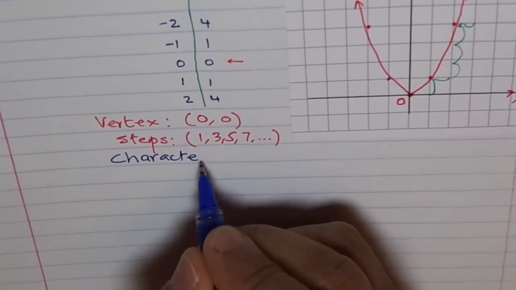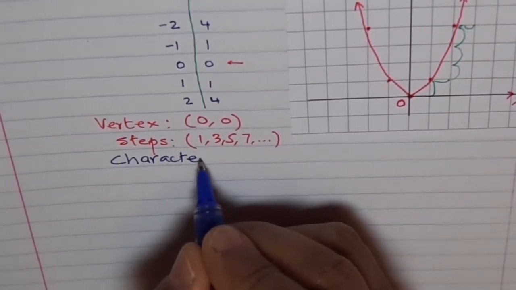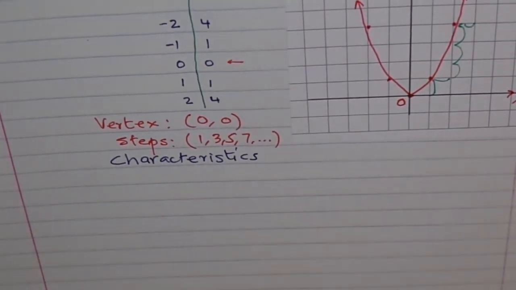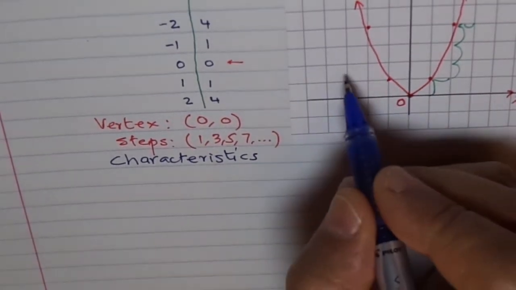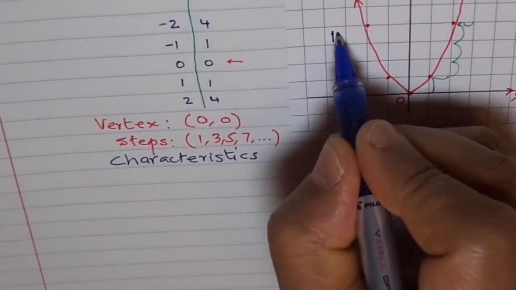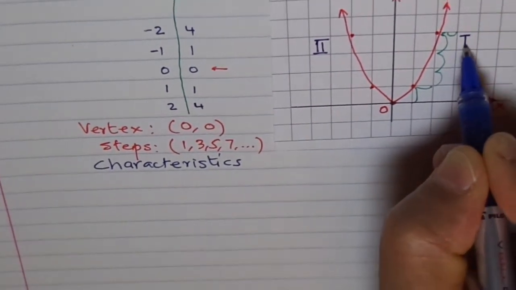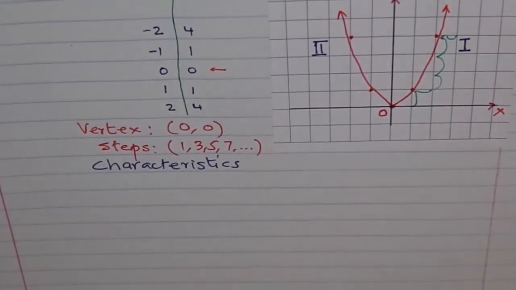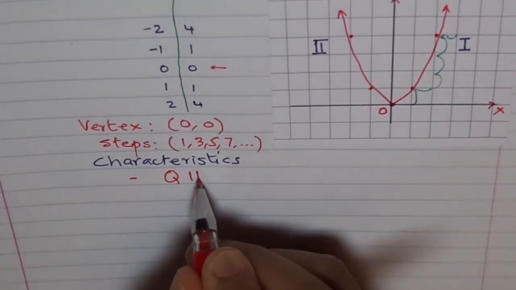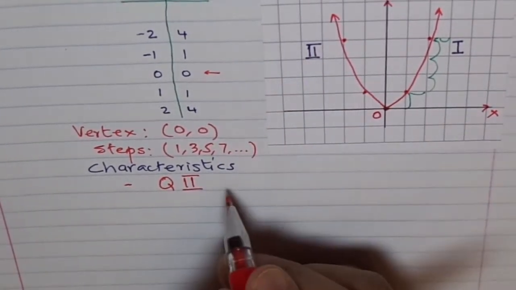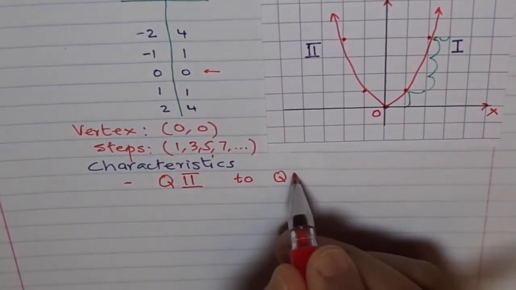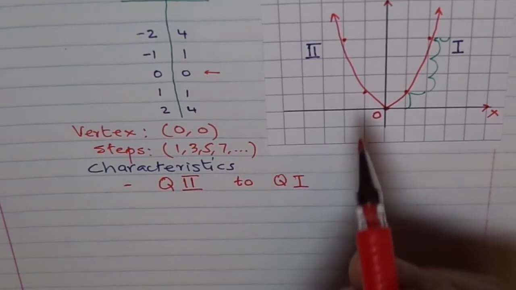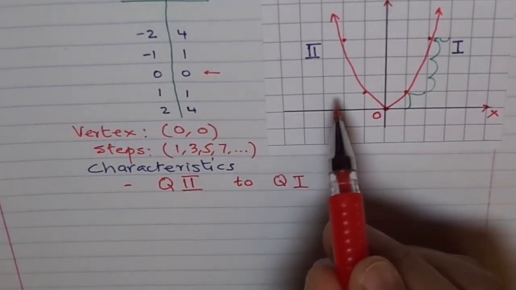What do you think? Which characteristics can you make out from this graph? Think about which quadrant the graph is on. So the graph is in quadrant 2 and in quadrant 1. Is it okay? So we see that it actually goes from quadrant 2 to quadrant 1. Why do we say 2 to 1? Because as you know, whenever you look at a graph, you have to see it from left to right.